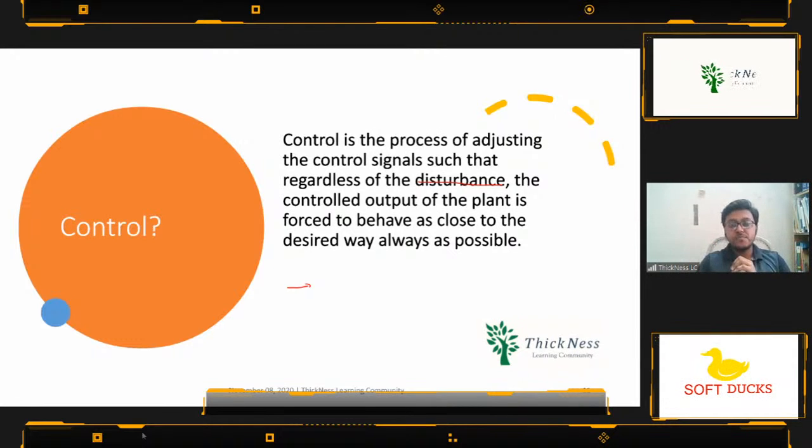So control is a process of adjusting the control signal such that, regardless of disturbance, the controlled output of the plant is forced to behave as close to the desired way as possible. The control system is always getting the desired output from it. That is a control system.